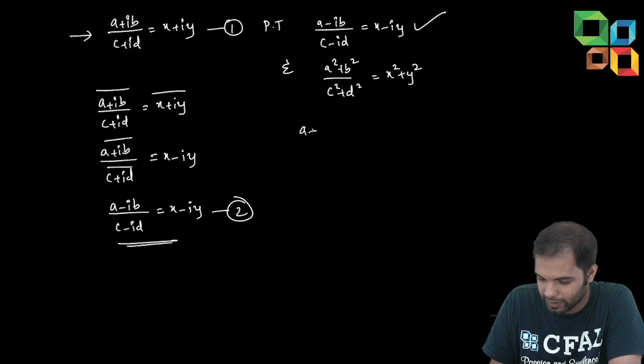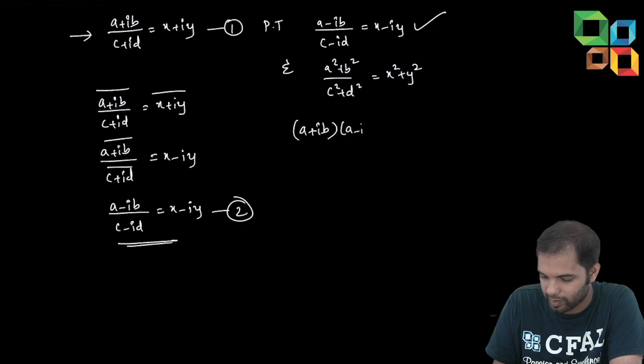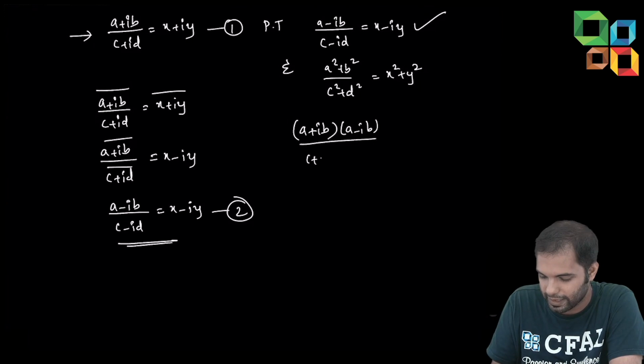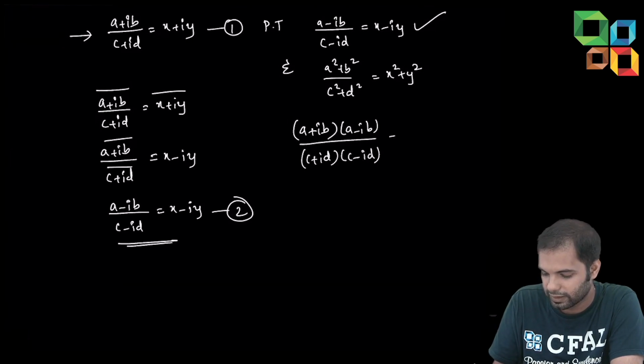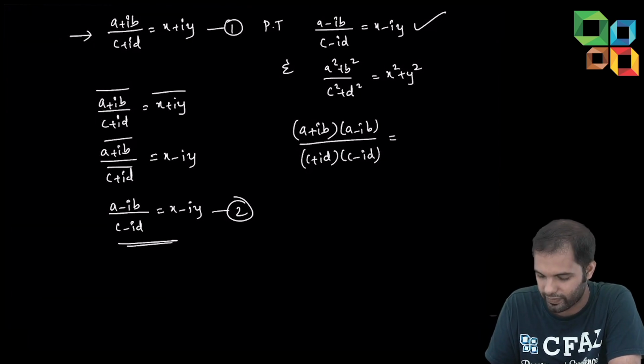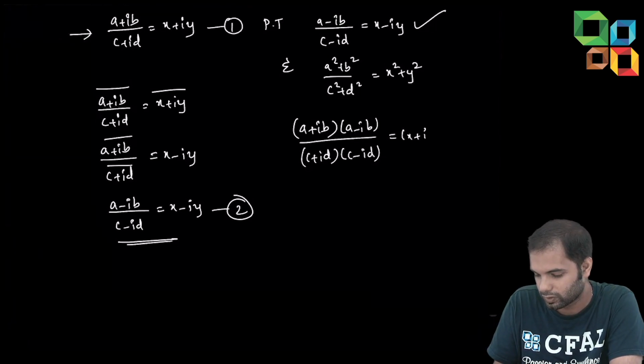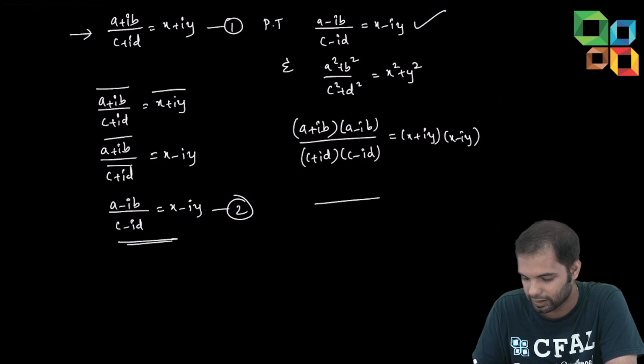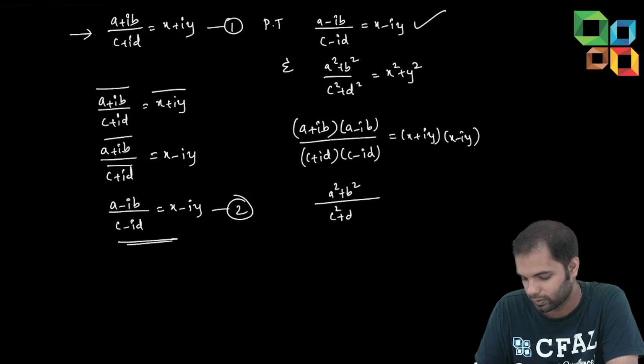Look at it. What is it? A plus IB into A minus IB. I'm just multiplying both sides. So it's C plus ID into C minus ID. On the other side, the right hand side, you have X plus IY into X minus IY. Fine. Can you see the numerator is nothing but A square plus B square, just multiplication. The denominator is C square plus D square. The other side you have X square plus Y square.